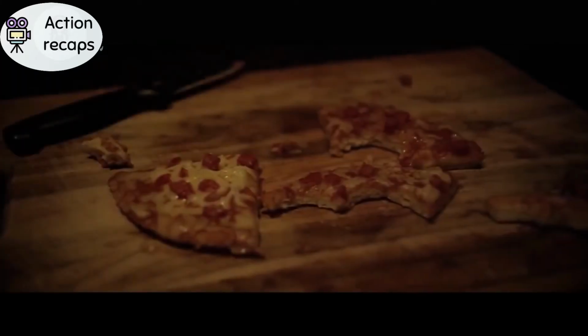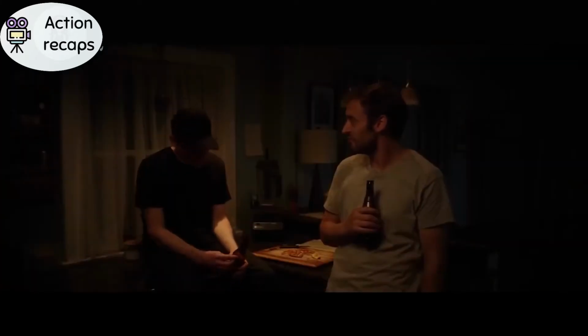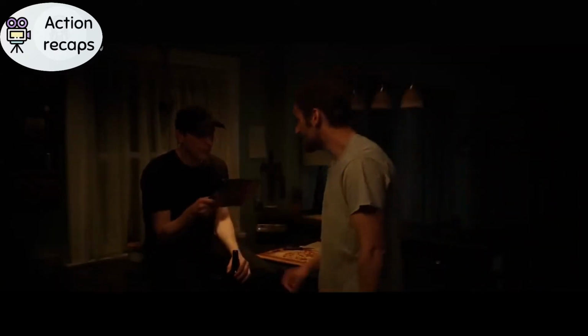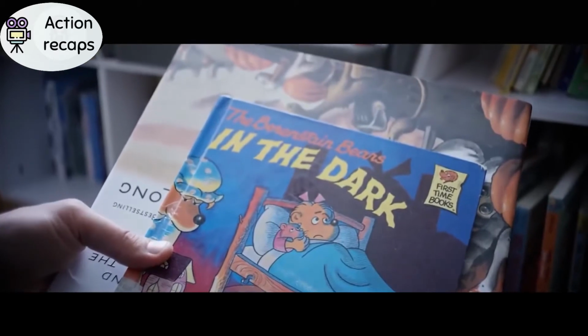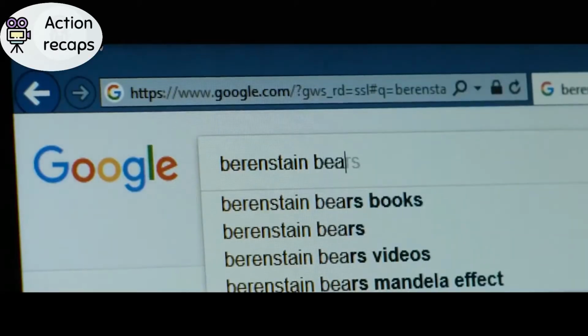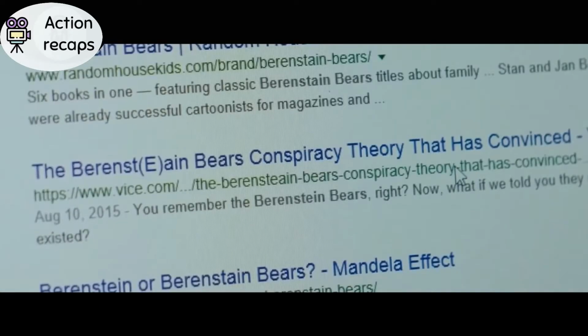Brendan then gives him some pizza, and he also asks Matt about the book The Berenstain Bear. Matt replies that the book is titled The Berenstain Bear with the letter E. But Brendan shows Matt that the correct writing is The Berenstain Bear with the letter A. Out of curiosity, Brendan tries to find it on the internet, and it turns out that there are many people who think that the writing in the book is The Berenstain Bear with an E.